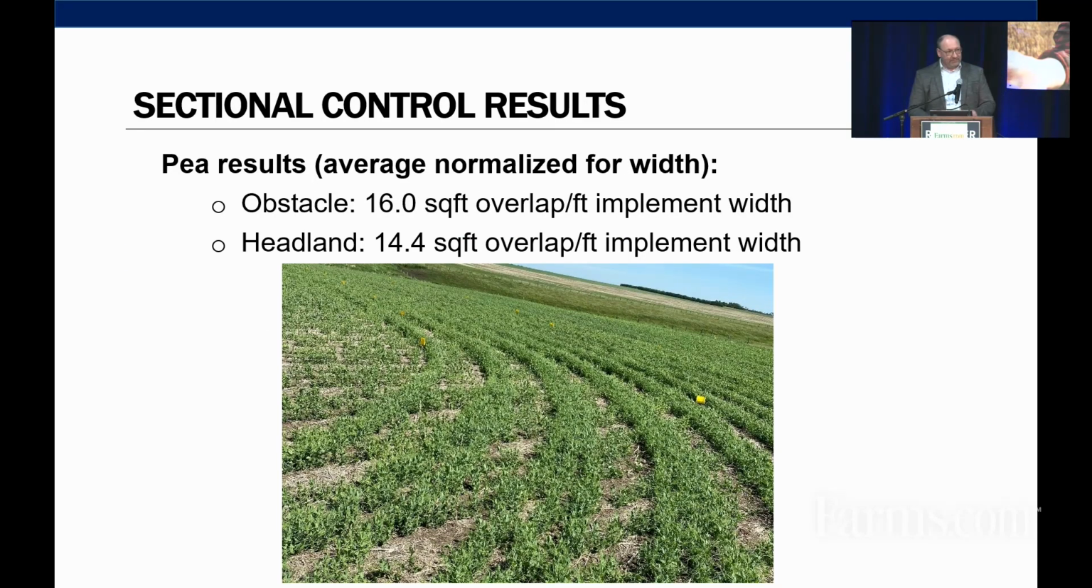Looking at peas, again, a different type of process, seeds are bigger, different airflows, and understanding what the implications are for that. We saw 16 square feet per implement width on an obstacle, then on the headlands 14.4. So a little bit different in terms of what the overlap was measured when we're looking at the two different types of overlap, whether it was an obstacle or a headland.